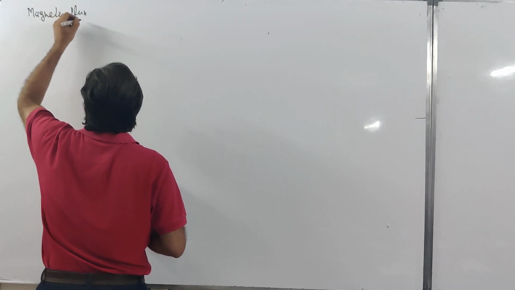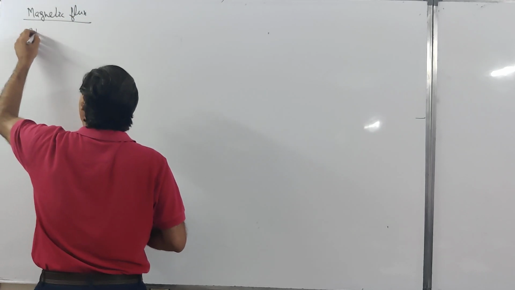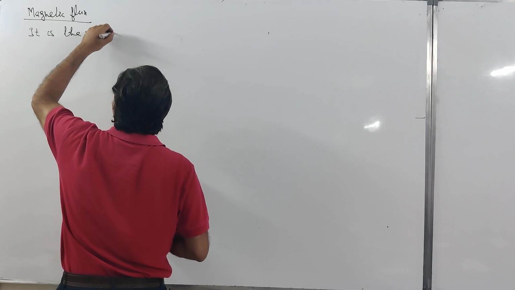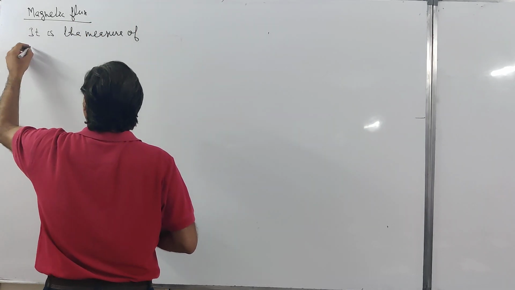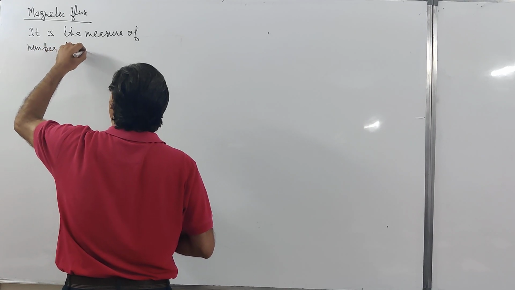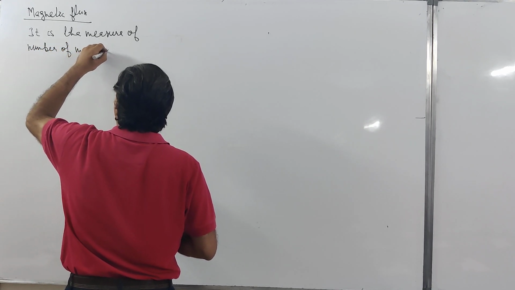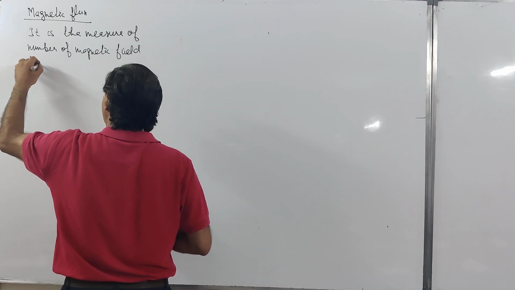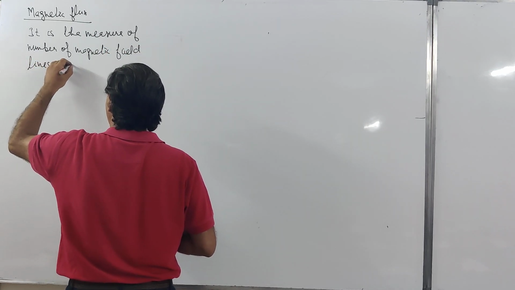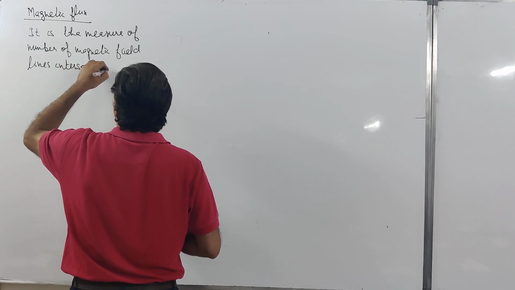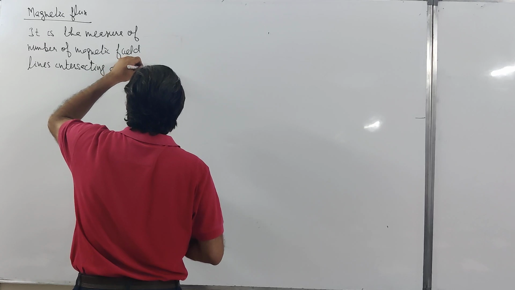Magnetic flux. It is the measure of the number of magnetic field lines intersecting a given surface.